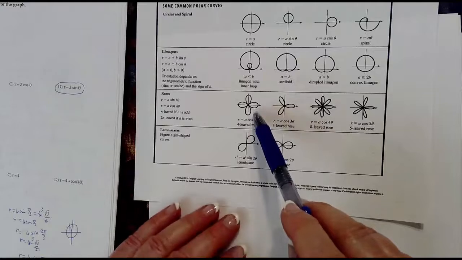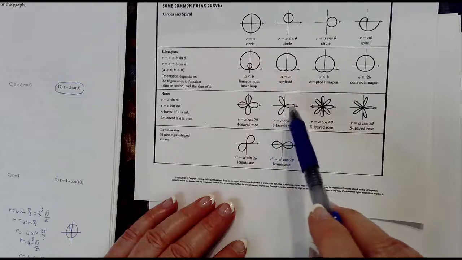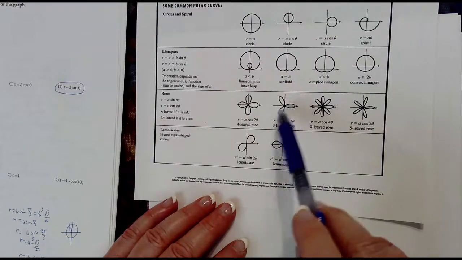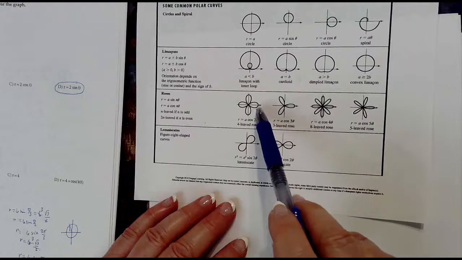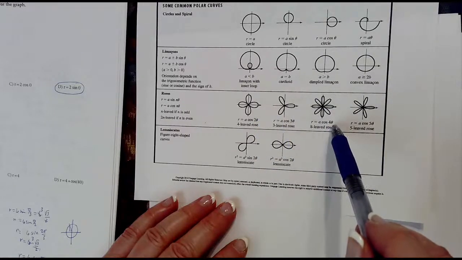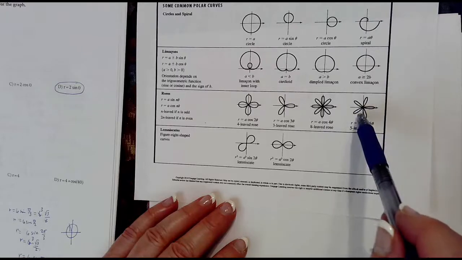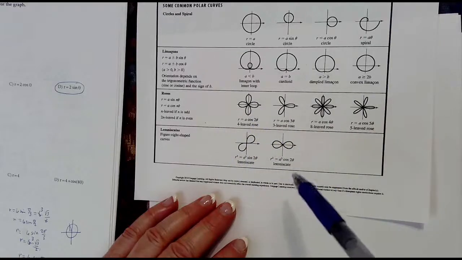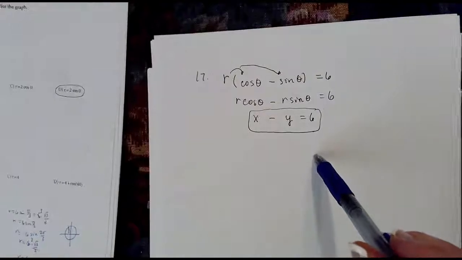Now, the number of petals is determined by whether n is even or odd. If n is odd, like this one has a cosine 3 theta, it only has 3 petals. This one, though, has a cosine 2 theta. So if n is an even number, then we double the petals. So see right here, n is 4, so we have 8 petals. This one was 5, so we just have 5 petals. So that's how we determine. And also we said the a was the length of the petal. Okay? So you have this to look at with you while you're taking the test.